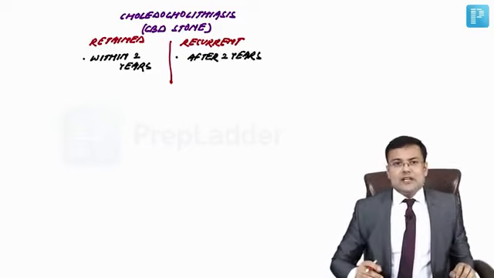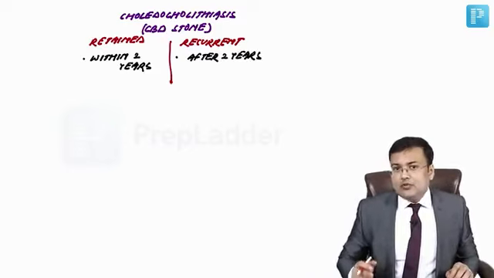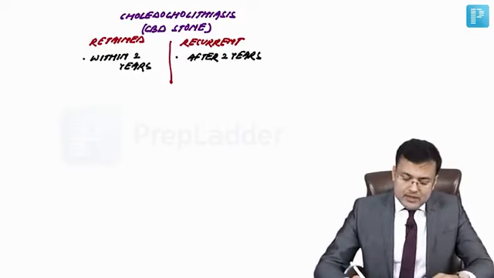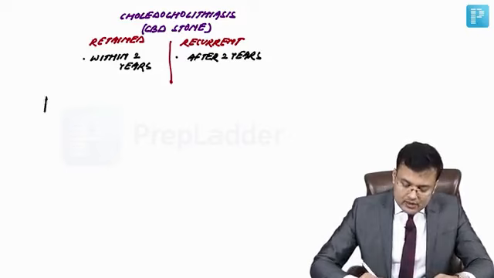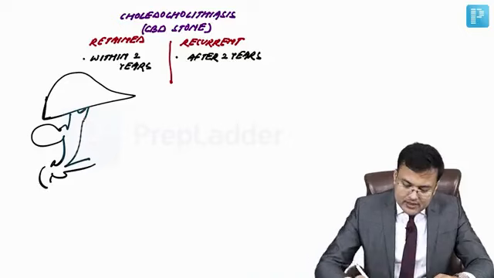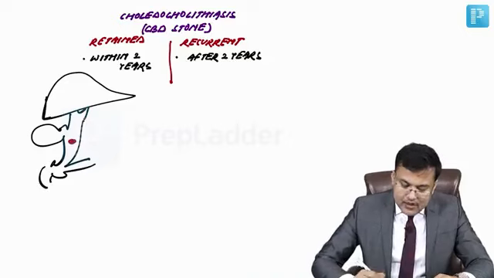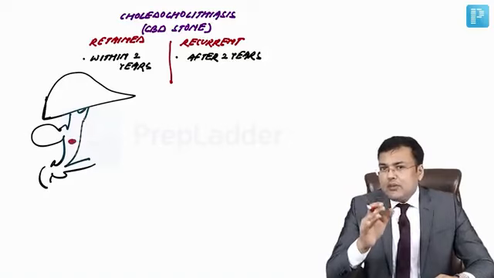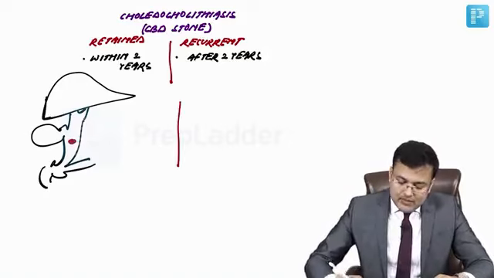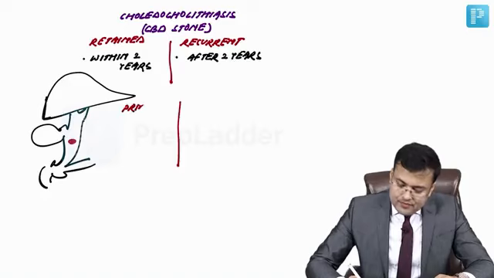There is another classification. It is further divided into primary CBD stone and secondary CBD stone. What is primary CBD stone? Whenever the stone is formed in the CBD, that is primary. And whenever the stone is formed in the gallbladder and then slips into the CBD, that is secondary.